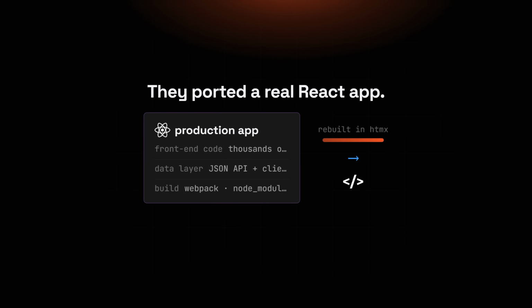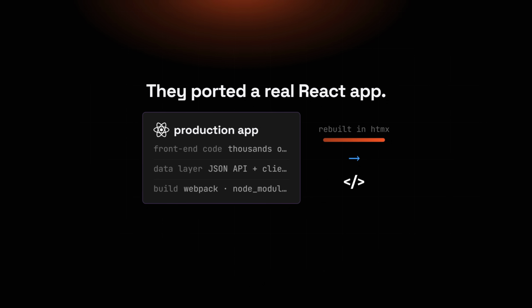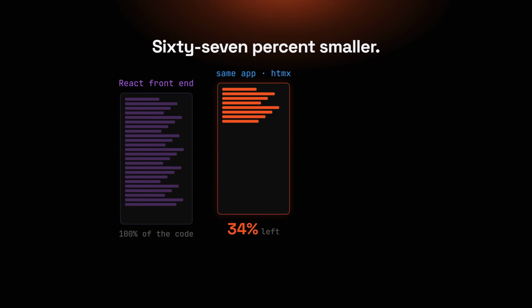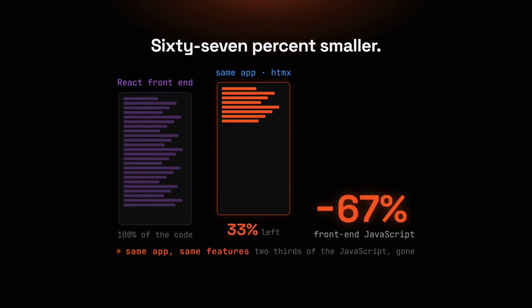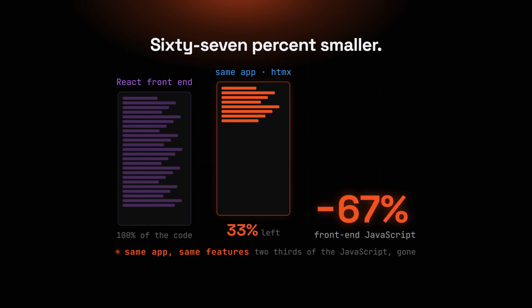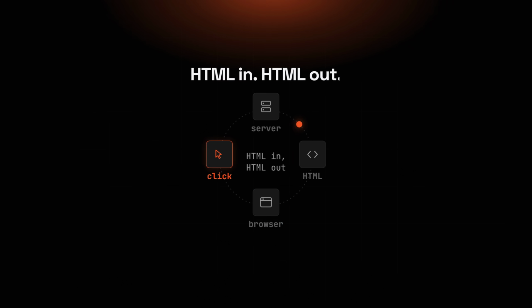Now the number that made me actually stop and pay attention. A team took a real, production React application and rebuilt its front end using HTMX instead. Same product, same features, nothing removed to make the demo look good. The codebase came out 67% smaller, 2/3 of the front-end JavaScript gone for the exact same application. And this is not a cherry-picked demo. HTMX links the full write-up straight from its own homepage.